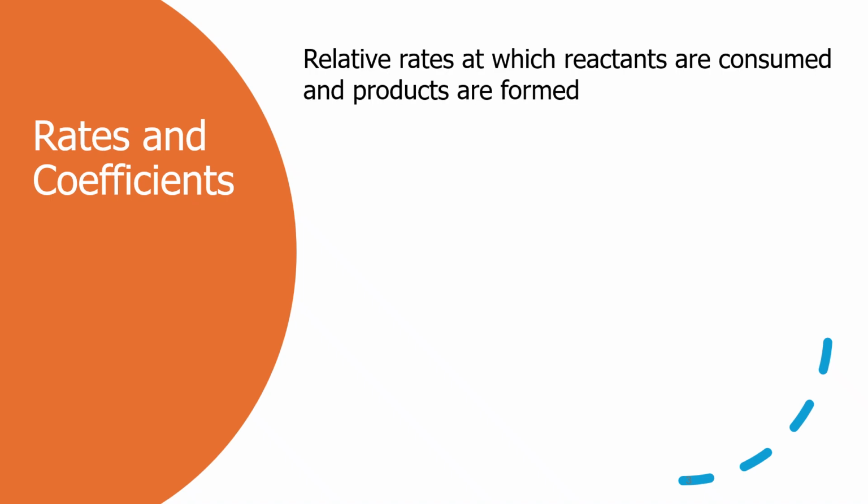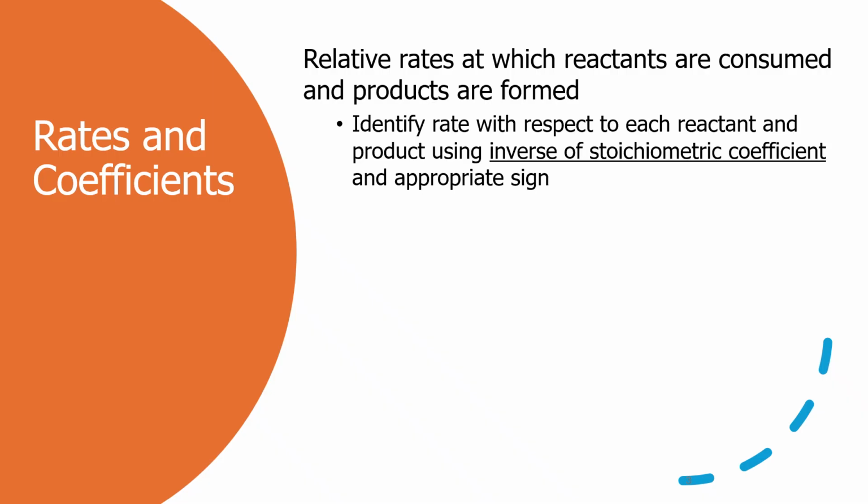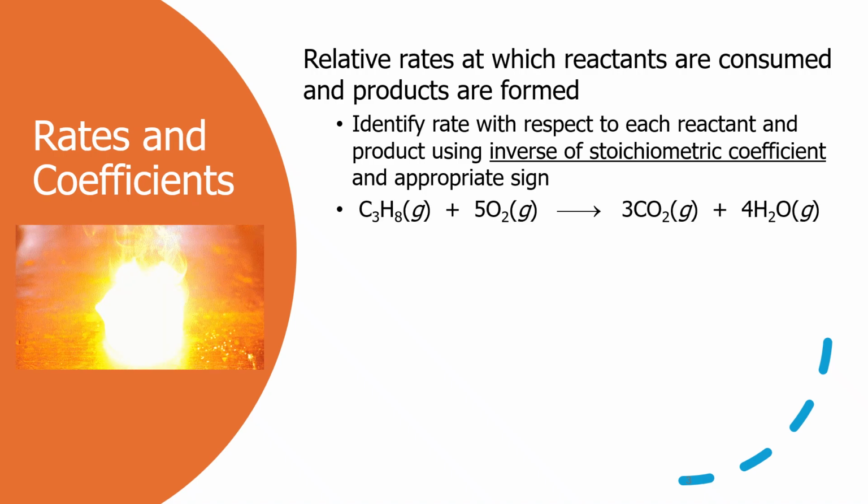In a given chemical reaction, we have different stoichiometric coefficients. This means that there will be relative rates at which reactants are consumed and products are formed. We therefore need to identify the rate with respect to each reactant and each product, and we're going to see that we need to use the inverse of the stoichiometric coefficient and the appropriate sign to get the proper math for each individual species. In this case, we have a classic combustion reaction.